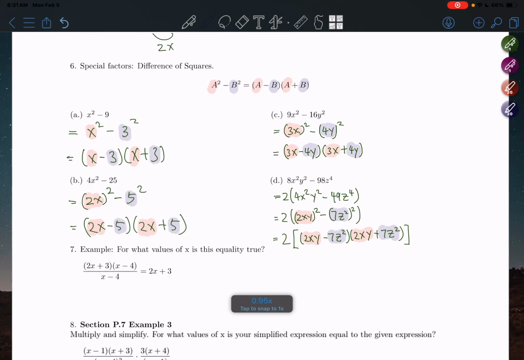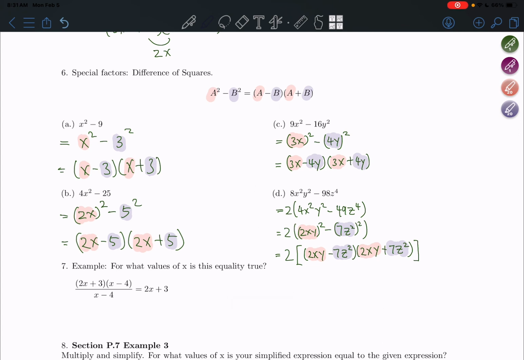So really not too difficult of a problem. Difference of squares actually shows up quite a bit in algebra. And it's really not a bad formula to use. In later sections, we are going to talk about other special factors, but we'll go ahead and leave that for the future. Okay, so that's it for this video. See part 2 for the rest of this note.